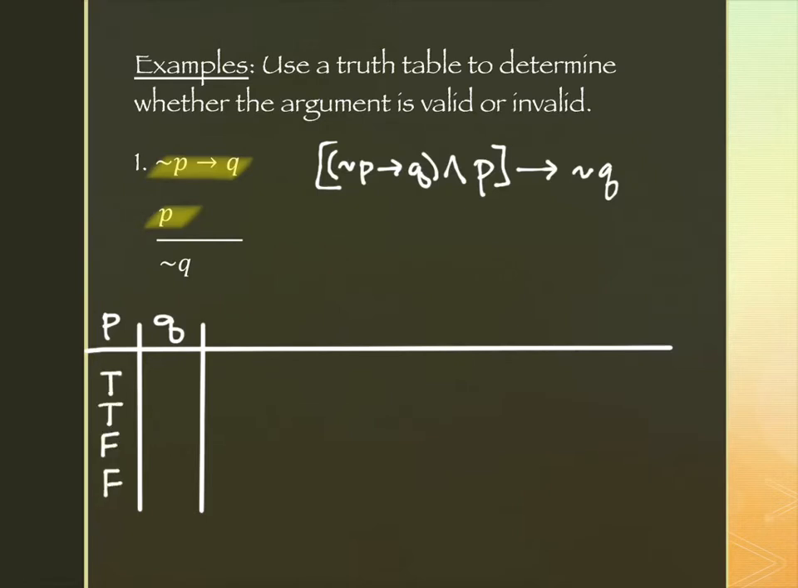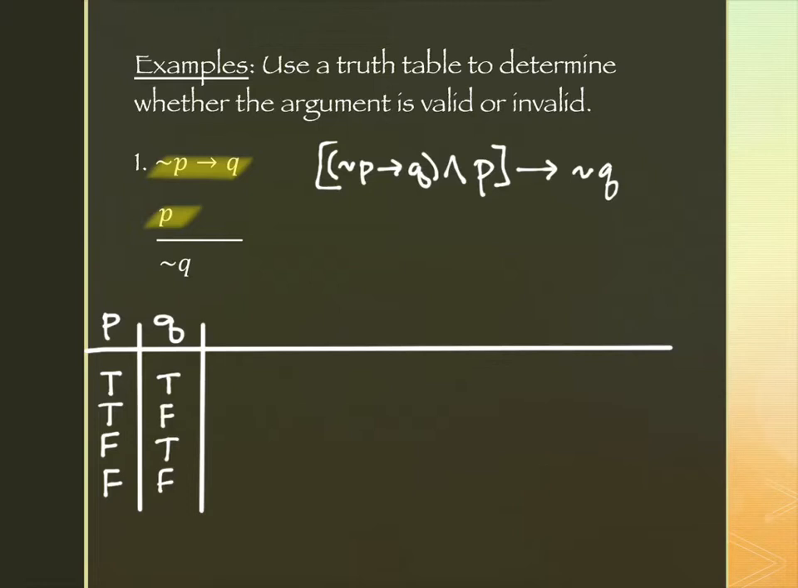So somebody else give me column Q. True, false, true, false. Yeah. Thanks, Molly. True, false, true, false. Okay. They always start out like that. This is for two statements, P and Q. Okay, we'll have other ones that have more than two statements, but this one's just P and Q.